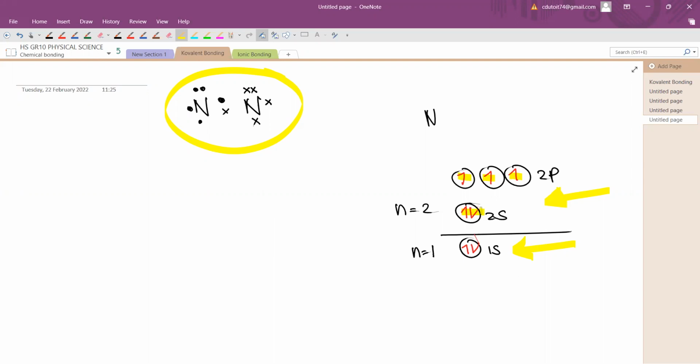If you look at phosphorus, just below nitrogen, phosphorus has got 15 electrons. You see that? Phosphorus, 15 electrons. But there's also only 5 electrons that partake in the bond because phosphorus is also in group 5.